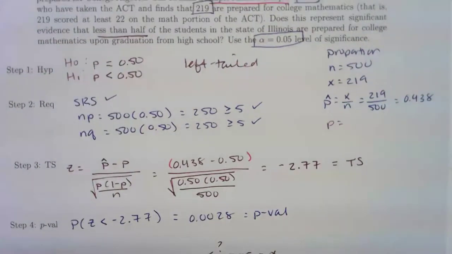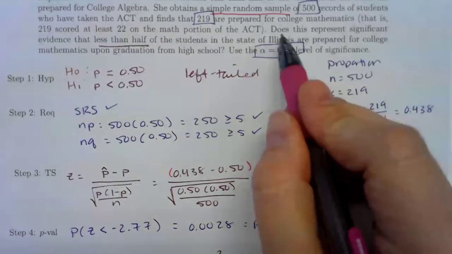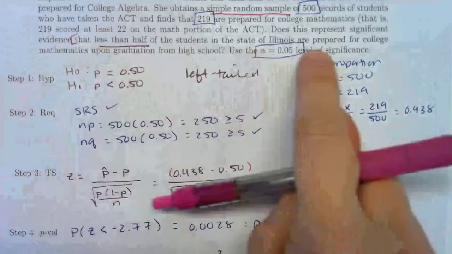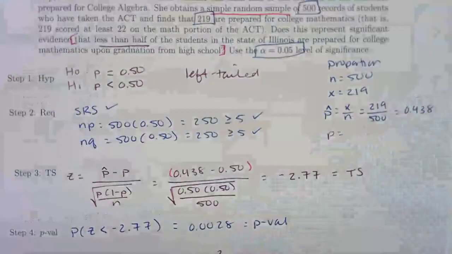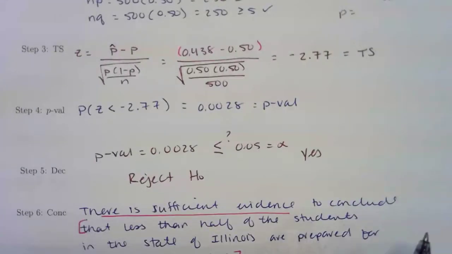So what I typically do is I reword the question into the concluding sentence. For instance, the proper way to answer the question, if I ask you, what is your name? The proper response is, my name is. So you reword the question and answer it. So the question says, does this represent significant evidence that less than half the students in the state of Illinois are prepared for college mathematics? And you could have even taken it farther if you wanted. So my answer is, there is sufficient evidence to conclude, and then everything I just bracketed off.